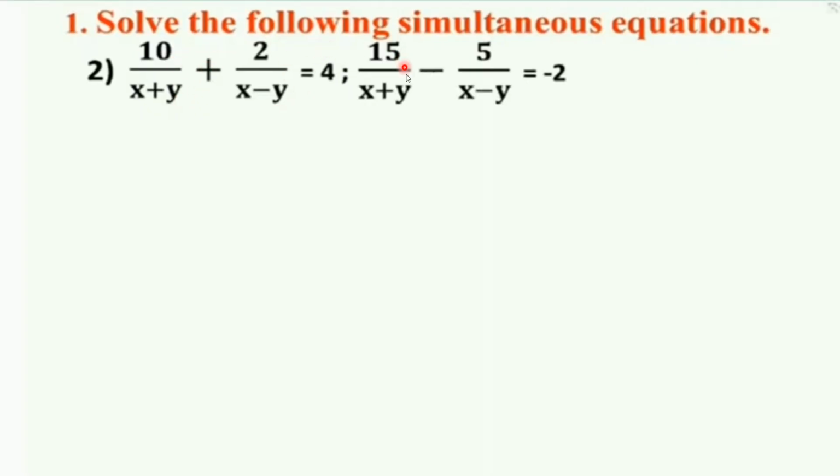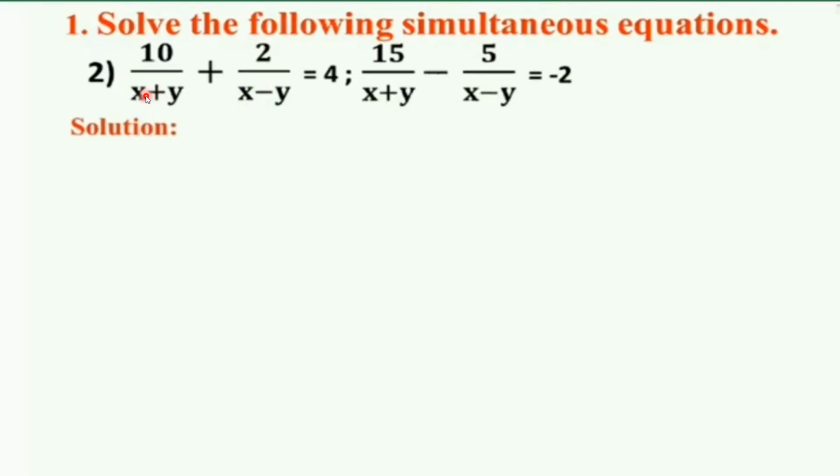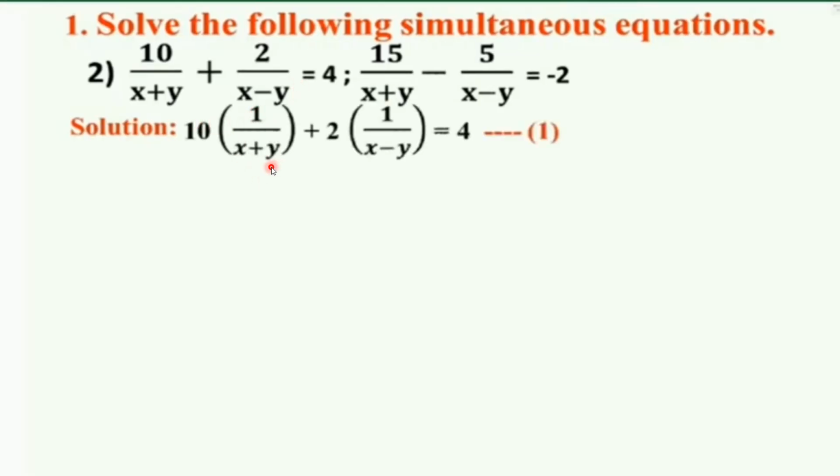The second equation is 10 divided by x plus y plus 2 divided by x minus y is equal to 4, and 15 divided by x plus y minus 5 divided by x minus y is equal to minus 2. Here I have got a pair of linear equations having two variables, and here the variables are not in a single form, it is in the form of addition and subtraction. So now what I will do is, I will take the substitution for the first equation to be written as 10 into 1 divided by x plus y plus 2 into 1 divided by x minus y is equal to 4. I am going to take this equation as equation number 1.